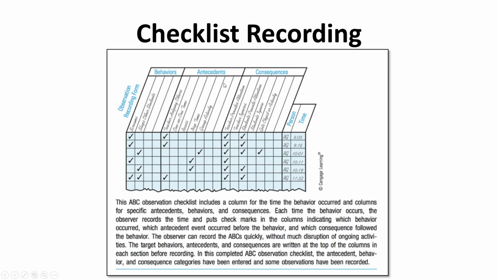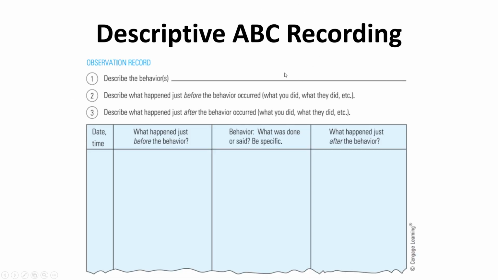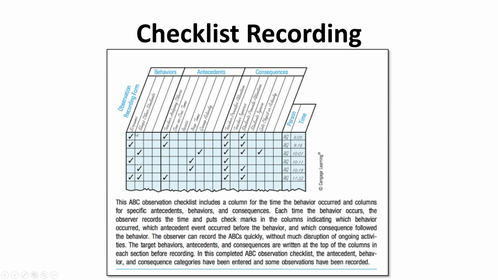Our next option is checklist recording. So this is going to be a little bit less open-ended than our last option, but we typically have a checklist where we've identified potential behaviors, antecedents, and consequences, usually from an indirect assessment or even through something like a descriptive recording session. And so we can have lists of the possible behaviors that we're watching for. These are some of the potential antecedents that we have identified that might be involved. And these are the potential consequences that might follow.